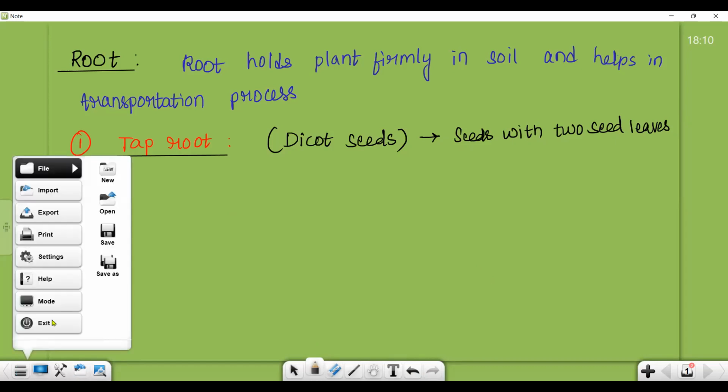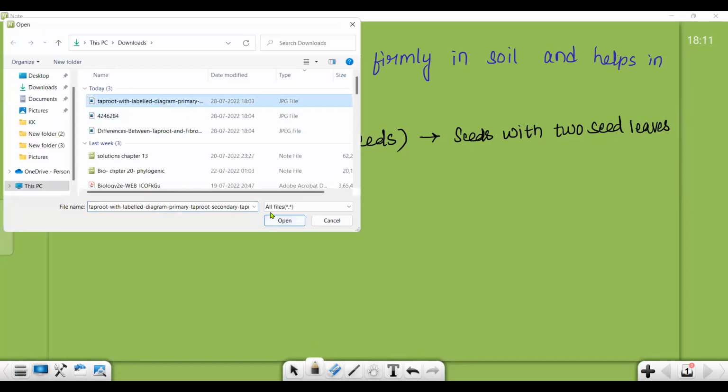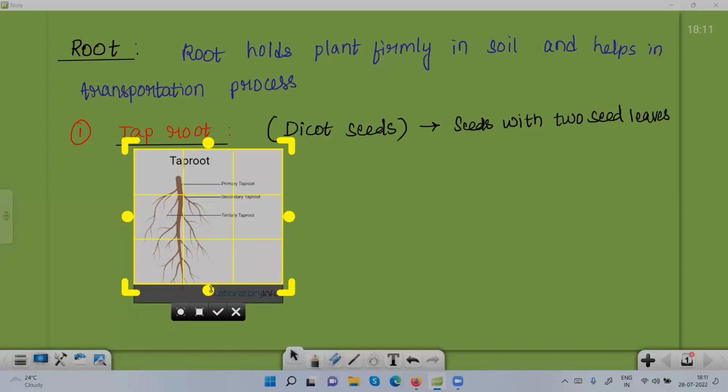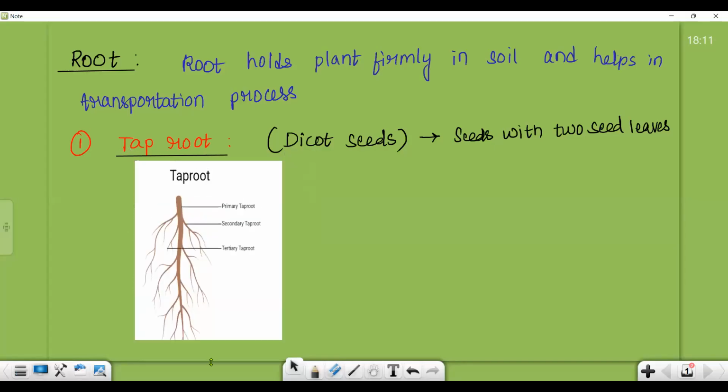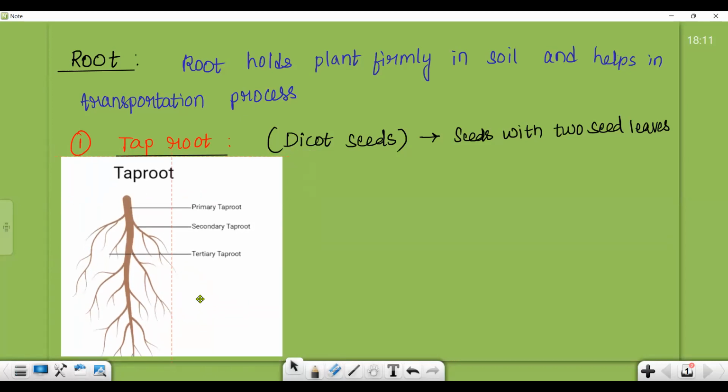If you see the structure of the taproot system, I'll show you. It will be easy for you to learn. Can you see here? How is it, students? It is like a long one. You can see it is very long. The initial one is called the primary taproot, and the branch from this primary taproot is the secondary taproot, and the further branch is the tertiary taproot.